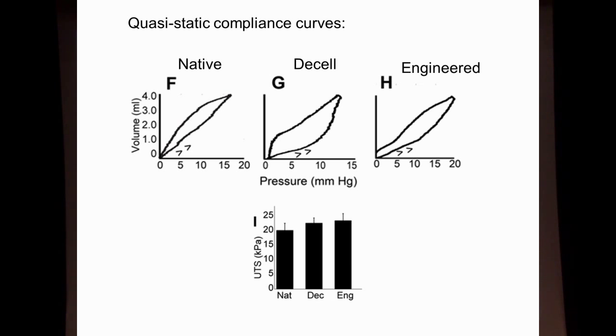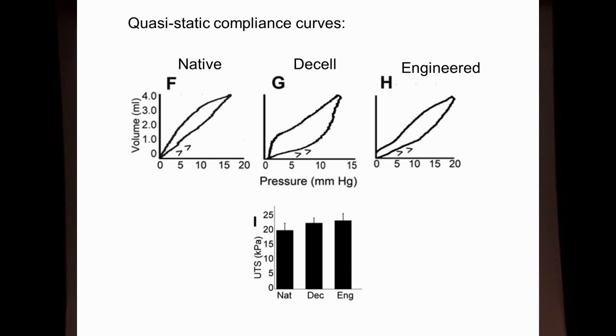So if we look at the compliance or the mechanics of these engineered lungs as compared to native, one good way to do that is to do pressure volume loops, where we take a lung and we inject air into it and we measure the pressure that it takes to inflate the lung.